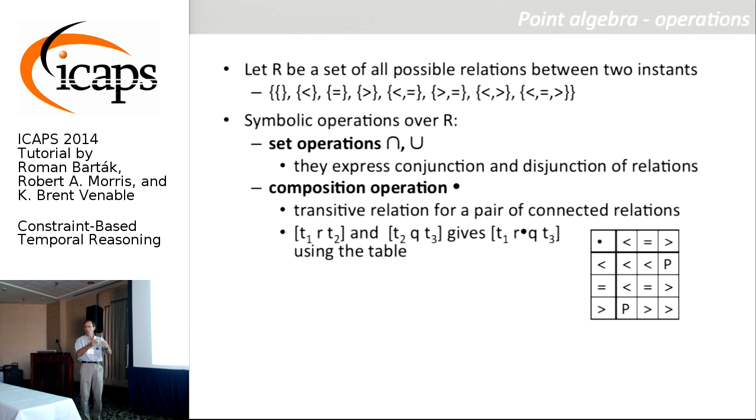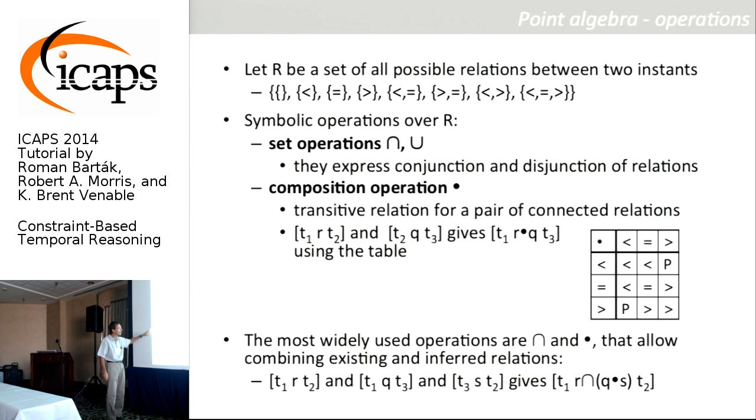P is the complete relation: before, equal, or after, right? Or if I know that point 1 equals point 2 and point 2 is before point 3, then I know that point 1 is before point 3. Right? So this table describes how we can compose these primitive relations. Of course, if we have a set here, then we combine any element of this set with any element of this set using this table to obtain the result. Right? So this is composition relation.